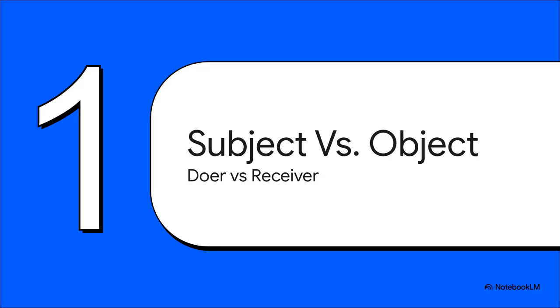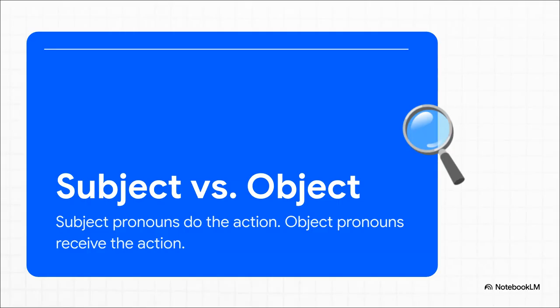All right, part 1, subject versus object pronouns. So to really understand how these words act in our sentences, we have to tell the difference between the doer of an action and the receiver of an action. It's actually pretty simple. A subject pronoun replaces the person or thing doing the action, but an object pronoun replaces whoever or whatever is receiving that action.